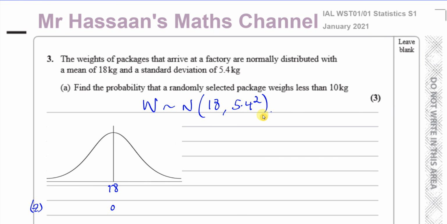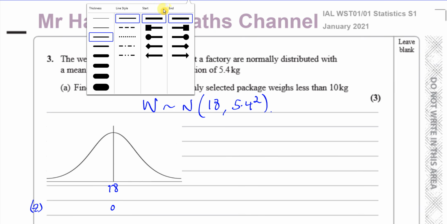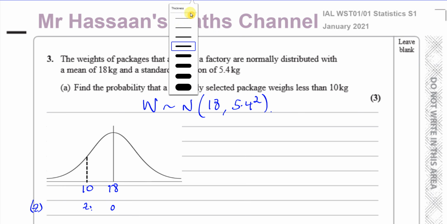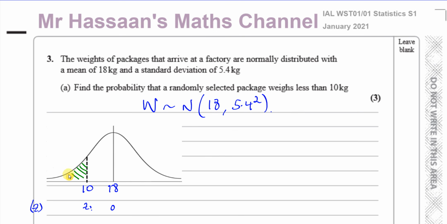We want to find the probability that a randomly selected package weighs less than 10 kilograms. Now 10 kilograms is on this side of the mean, somewhere over here. First of all, we need to find what the z value is for this, and then find the probability that it lies in this area where it's less than 10 kilograms. So the first thing we need to do is standardize this value.